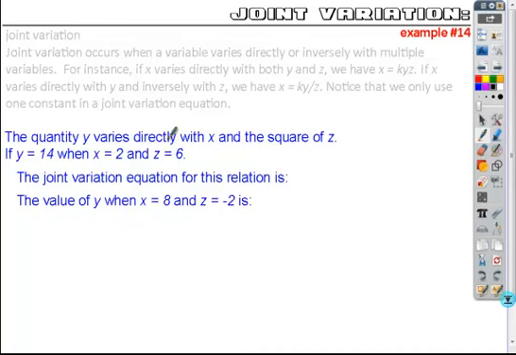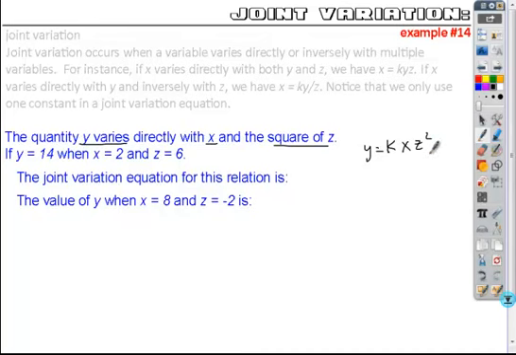You could have also seen that this could have been written as varies jointly with x and the square of z. They mean the same thing, and you're going to follow the same process. So y varies means y equals k times. Directly means the next thing that follows is going to be in the numerator. So x, so y equals kx, and the square of z. So varies jointly means that they're all going to be direct unless it specifically says in the inverse of.